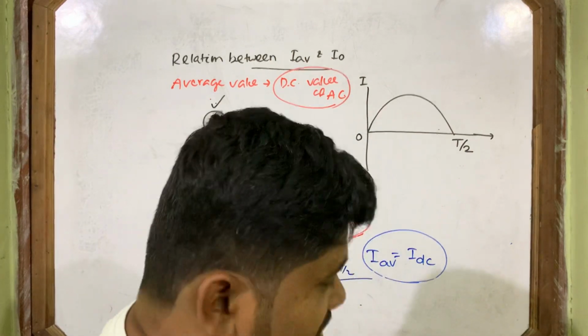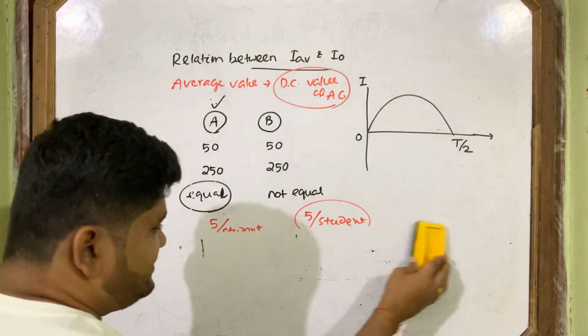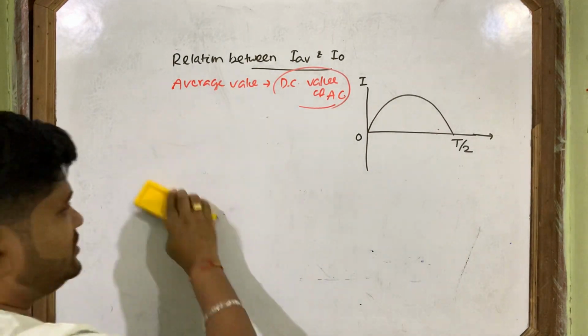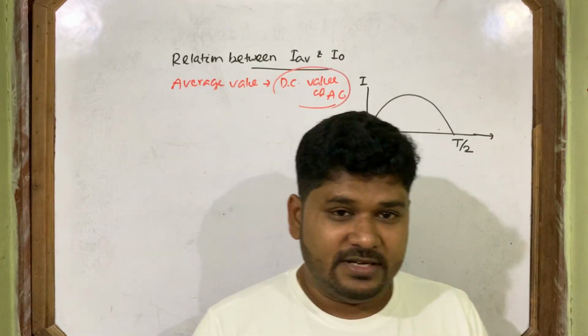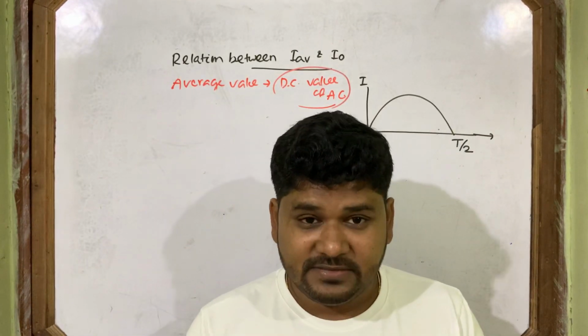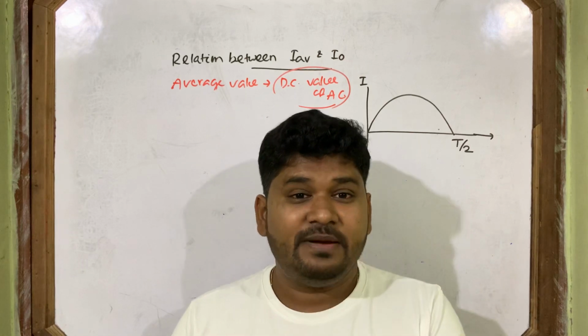So hope now you understood. So what is this average value of AC? Now we come to the definition of this. Now try to listen. Average value of AC is that value of DC.